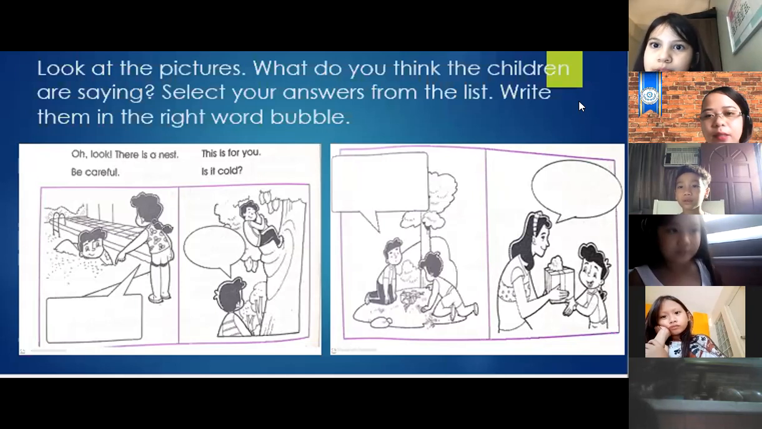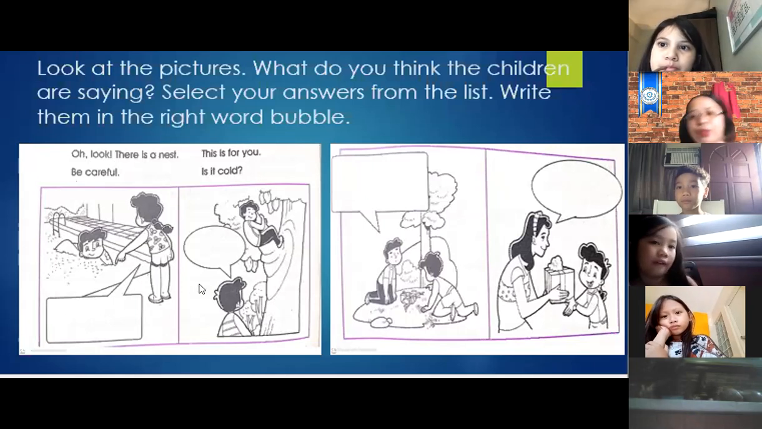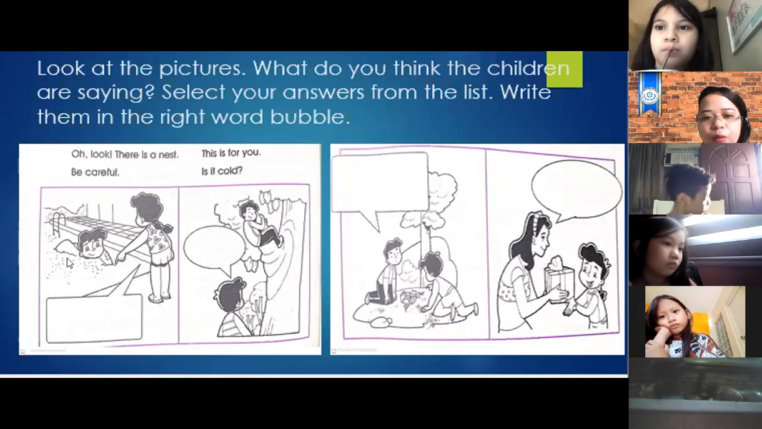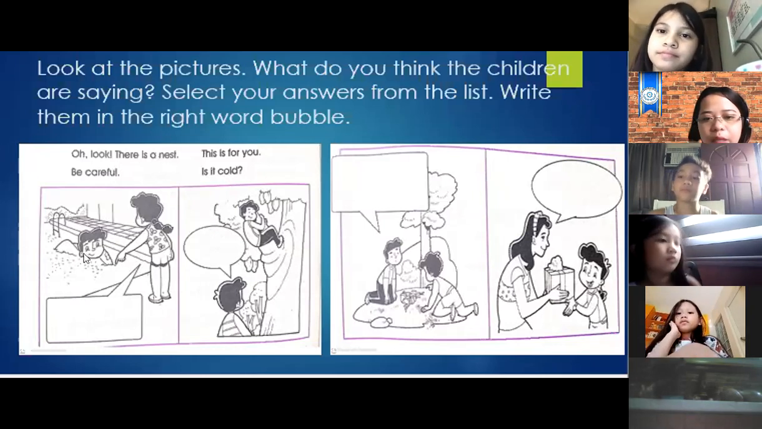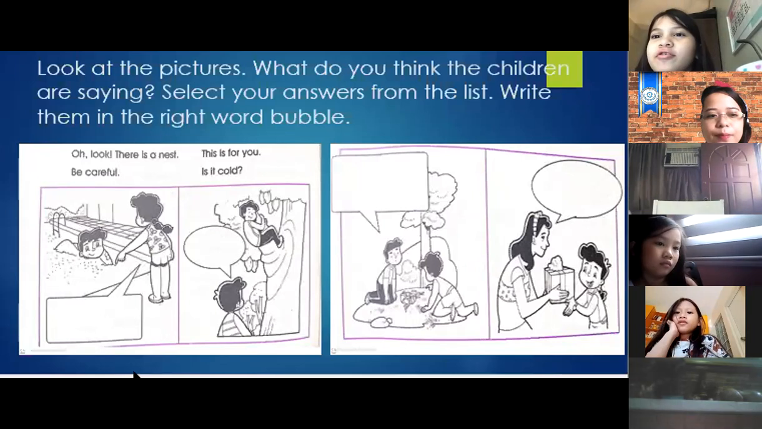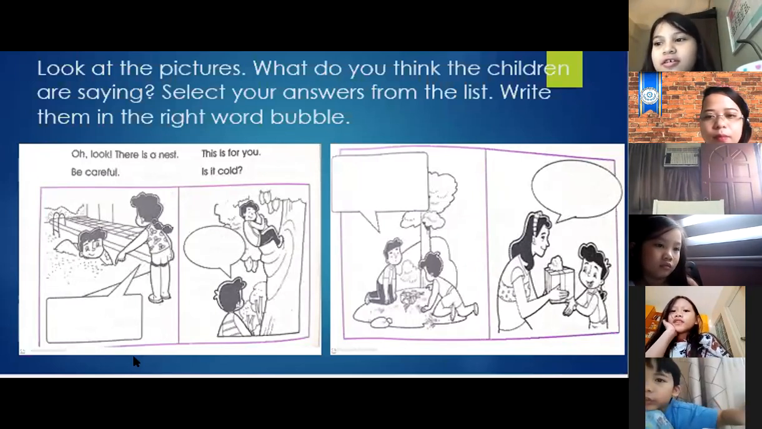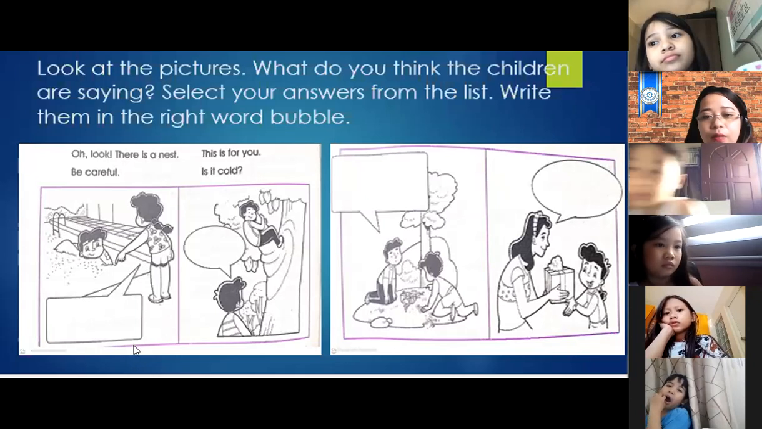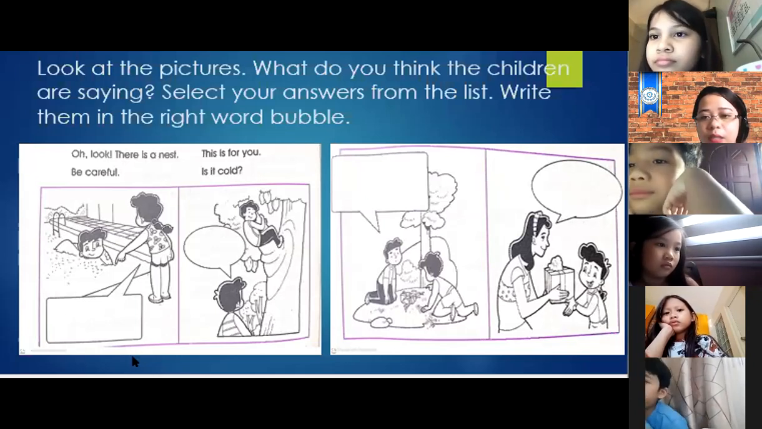listed and take a look at the following. You have here the following answers from the list. You have, oh, look, there is a nest. Be careful. This is for you. Is it cold? So look at the picture number 1. What do you think we should write in the bubble?